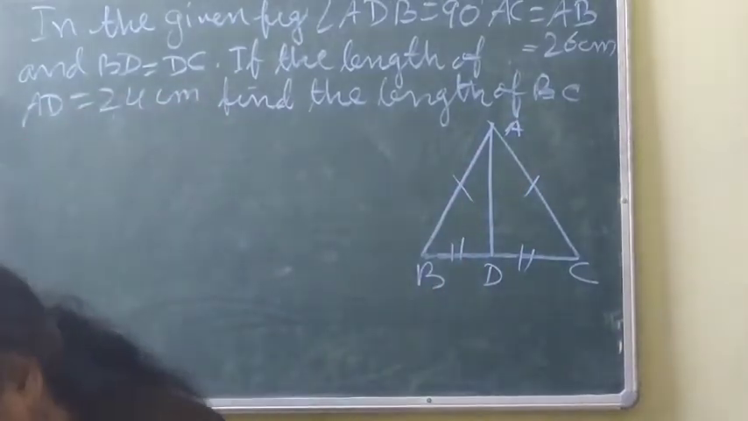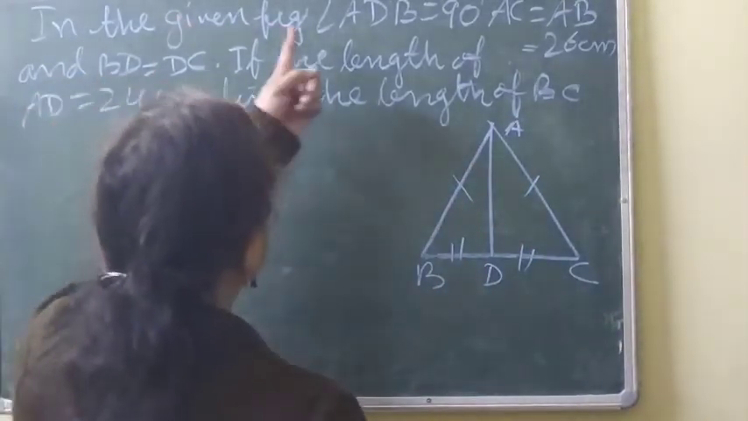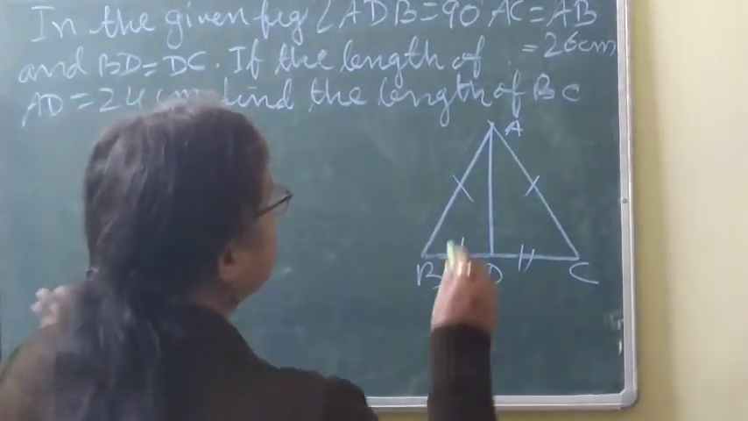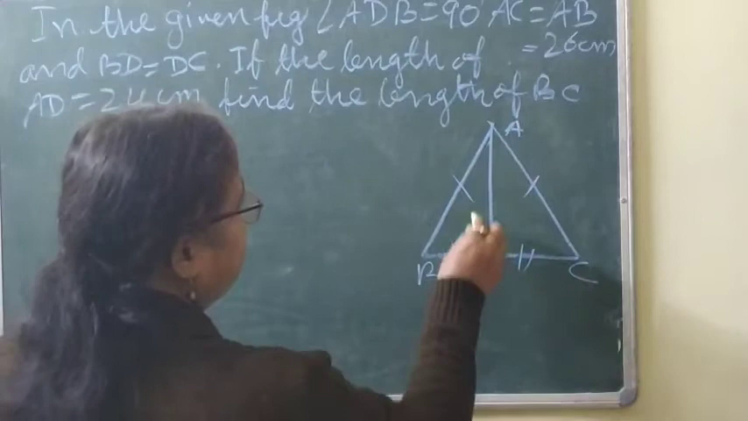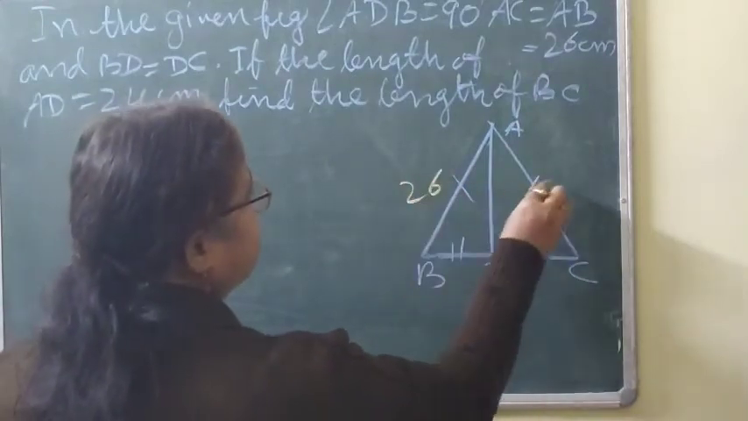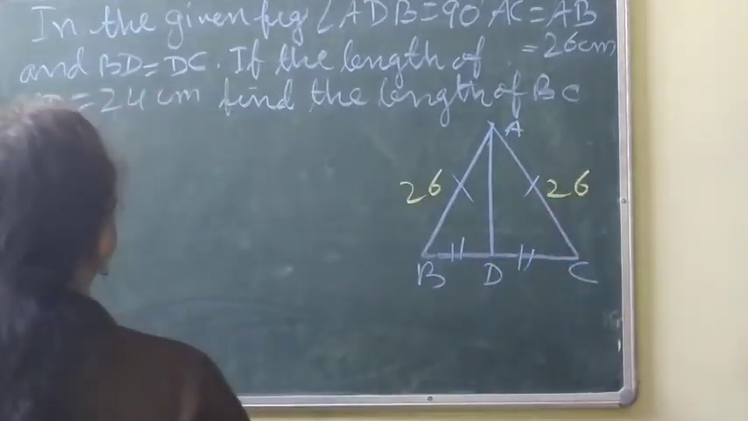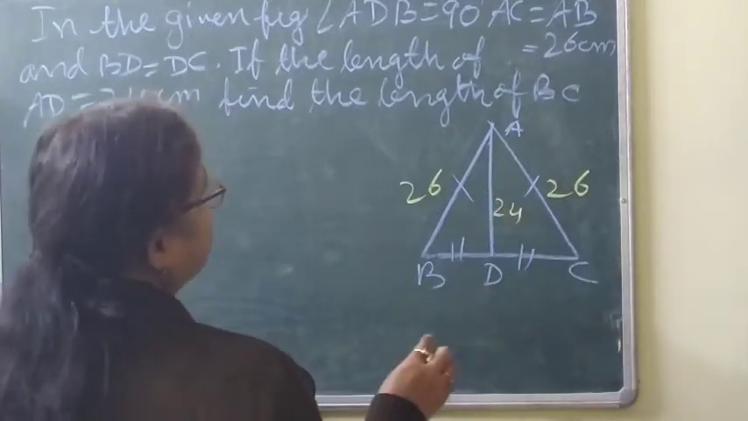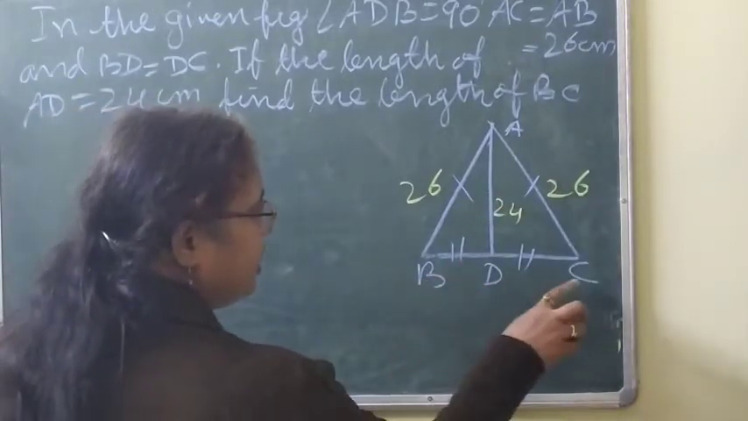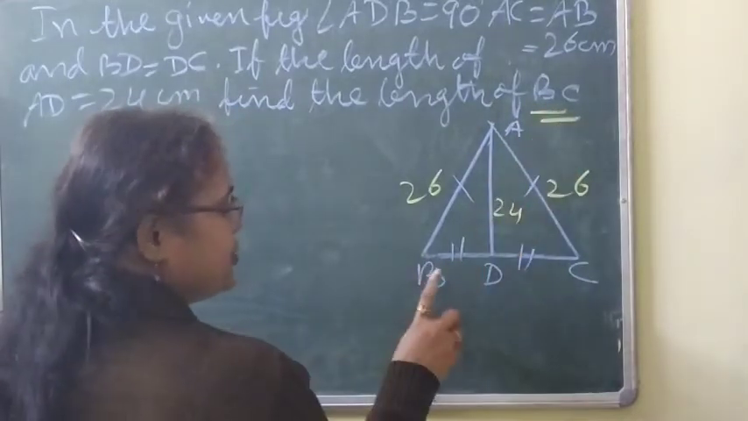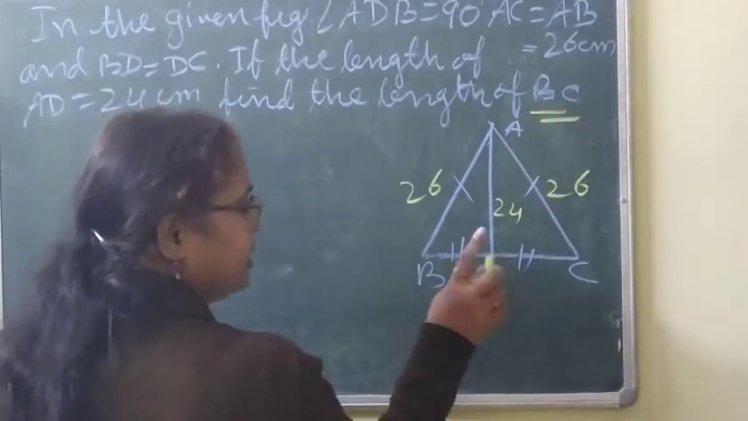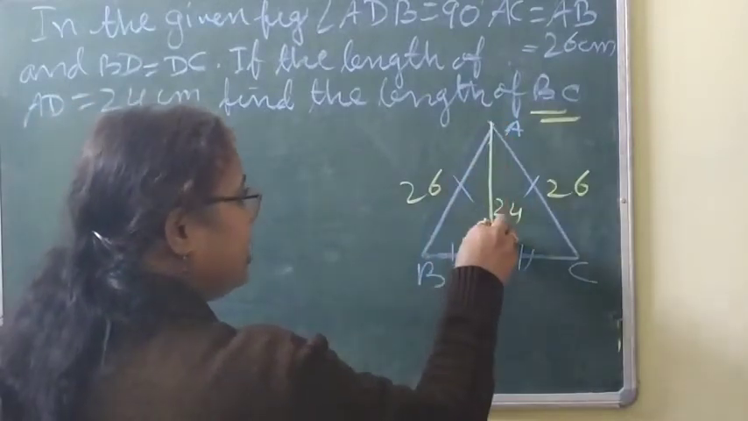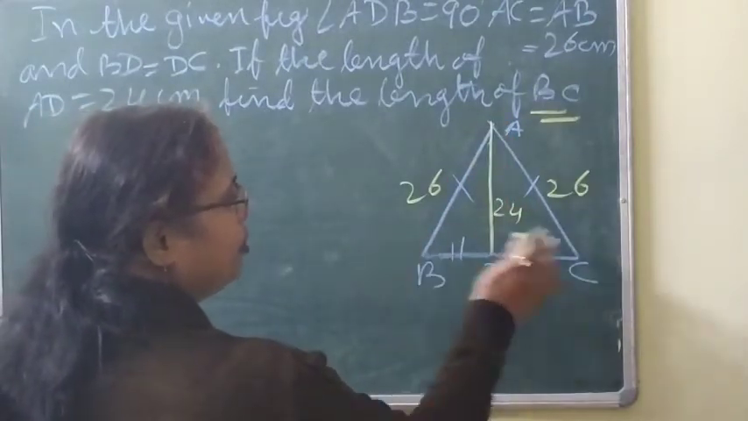Okay, so now let's solve it. In the given figure, angle ADB is 90 degree. AC is equal to AB, this is given, 26. And AD is 24. Find the length of BC. Means first we have to find the length of BD, then DC, and then we will add. Clear? And this AD is common for both the triangles.